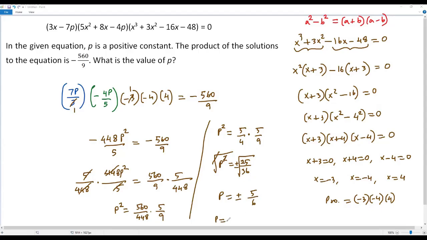Here I get two values for p. One is p equal to positive 5 over 6, and the other one is p equal to negative 5 over 6. The question says p is a positive constant, so we can reject the negative value of p. Therefore, the value of p is 5 over 6.